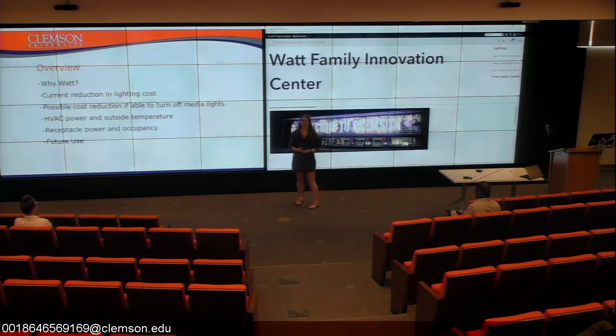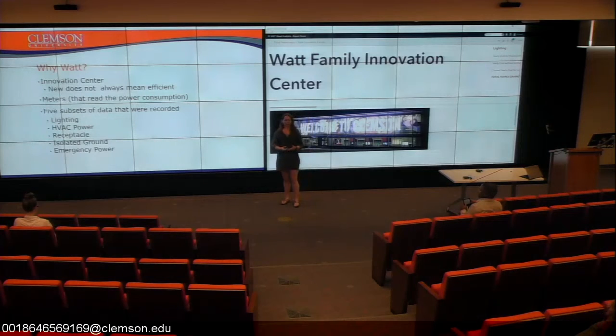The overview of what I'll be talking about today starts off with an explanation of why we chose to analyze the energy consumption for this building. And then I'll go through some of the findings that we discovered throughout this process. The first being the current reduction costs in the lighting that is used in this building, the possible reduction costs if we can turn off the media lights, the relationship between HVAC power and outside temperature, along with the correlation between receptacle power and occupancy. And then I'll just go through what we can use this information for in the future.